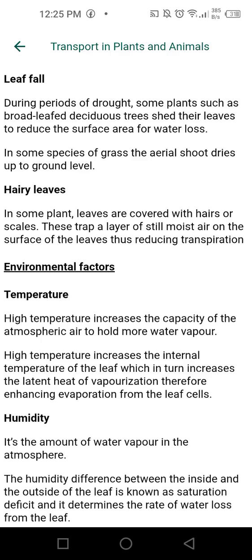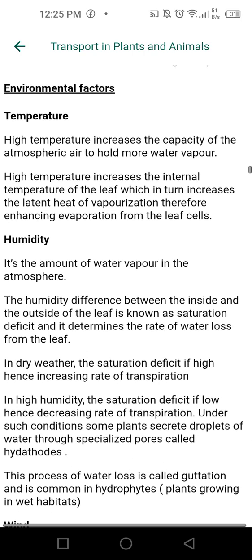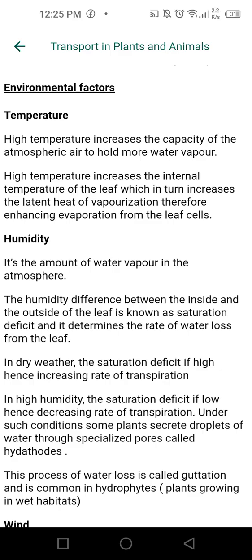Environmental factors. Temperature. High temperature increases the capacity of the atmospheric air to hold more water vapor. High temperature increases the internal temperature of the leaf, which in turn increases the latent heat of vaporization, therefore enhancing evaporation from the leaf cells.